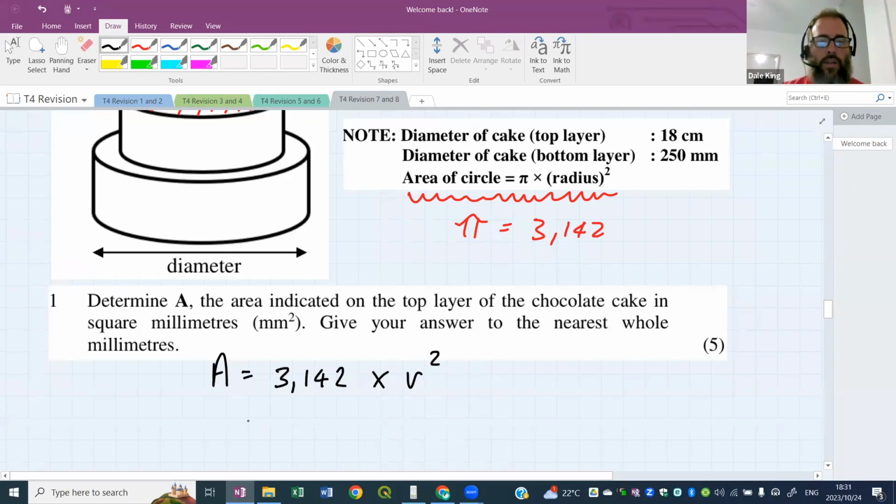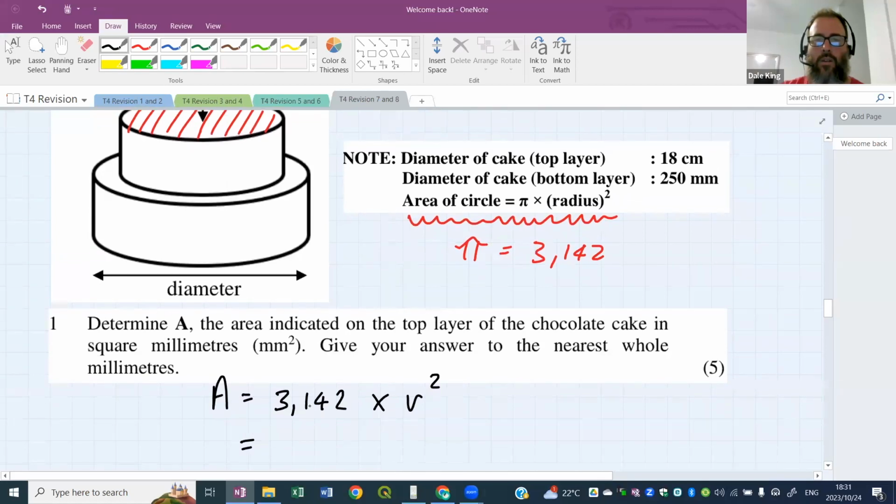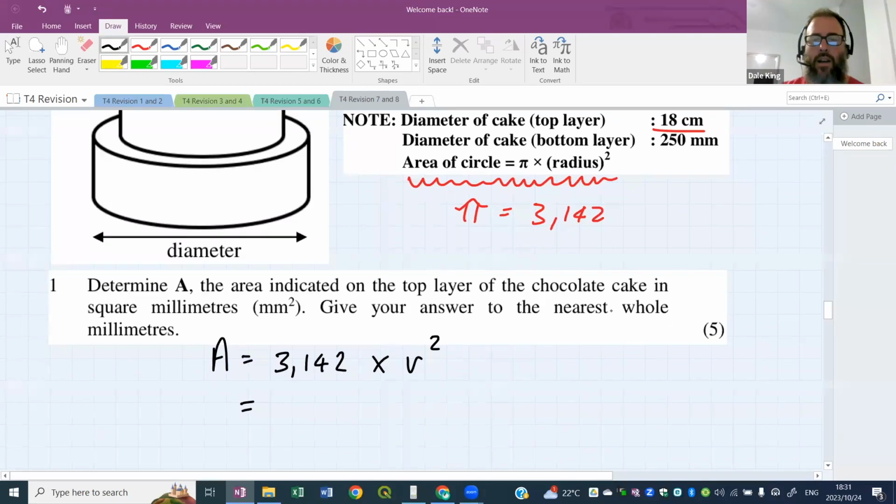Now we need a radius for this formula. They tell us that the diameter of the cake is 19 centimeters. We need to convert the diameter into a radius. I'm going to do that on the side here, not inside the formula, although you can. The radius is equal to the diameter divided by 2. So I'm going to take 18 centimeters and divide it by 2. This obviously gives us 9 centimeters.